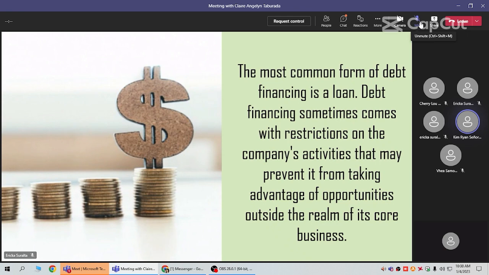The most common form of debt financing is a loan. Debt financing sometimes comes with restrictions on the company's activities that may prevent it from taking advantage of opportunities outside the realm of its core business. So, as mentioned, the common form of debt financing is a loan. So with a loan you can borrow money, then you need to pay back what you borrowed plus the interest. Next.